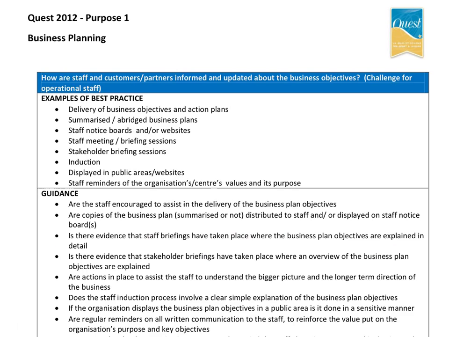So there will be several sections of this first Quest 2012 Purpose document for business planning. Some of it we won't be able to answer, such as these key questions: how are staff, customers and partners informed and updated about the business objectives? We can't make that assessment based purely on a document, so I'm quite happy that you read through there, see if there's anything you can pick out, but I'm happy that you don't focus on that particular question.